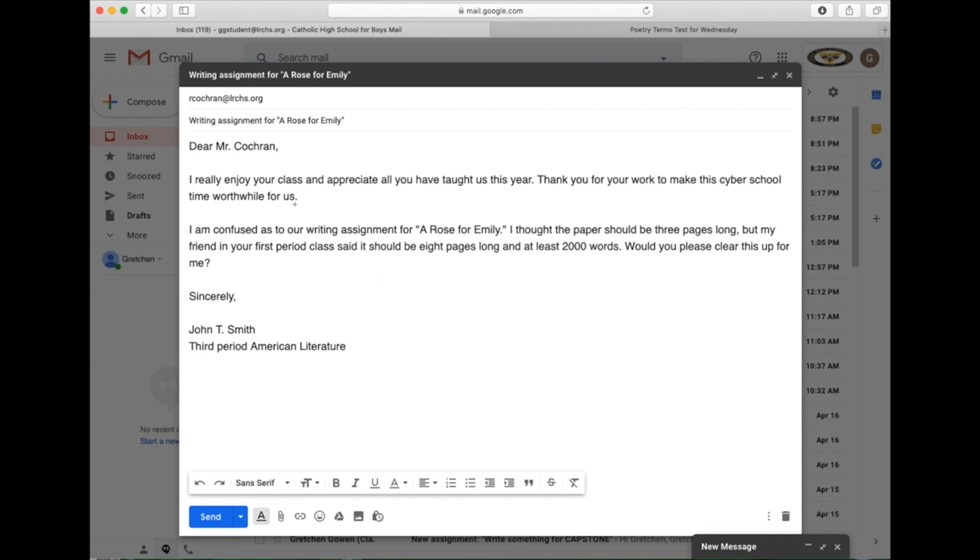I'm confused as to our writing assignment for A Rose for Emily. I thought the paper should be 3 pages long, but my friend in your first period class said it should be 8 pages long and at least 2,000 words. Would you please clear this up for me? All right, that's a pretty big problem that this person has, so he needs a response.